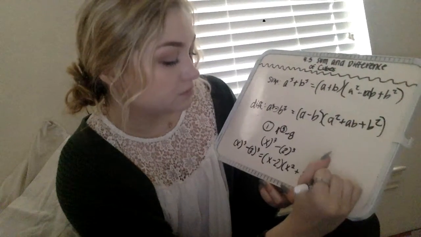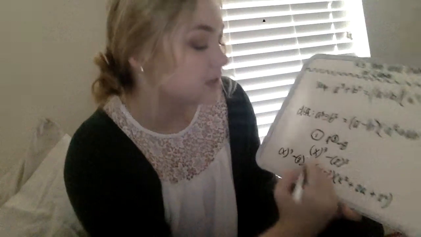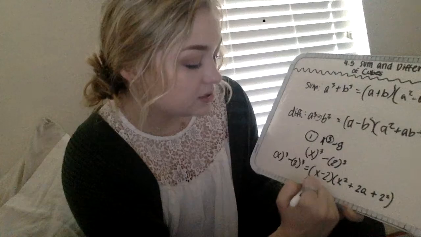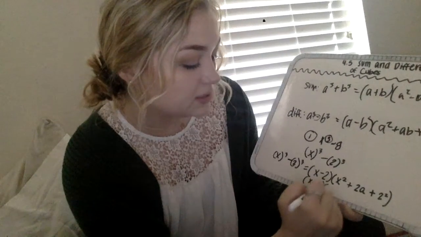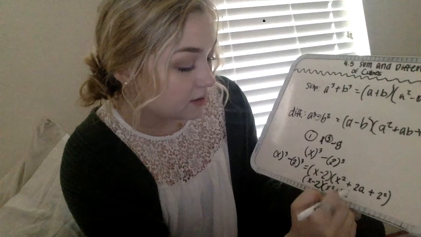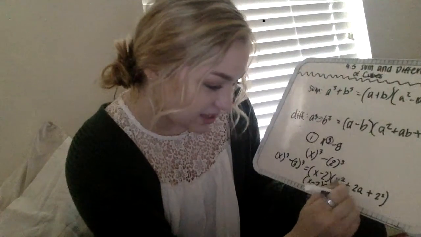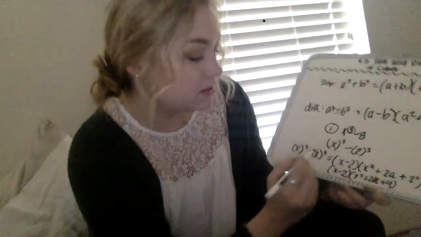So it's going to be plus 2 squared. Eventually, after combining and squaring, it's going to come out to (x minus 2), and then in parentheses, x squared plus 2x. Sorry, I meant to say 2x. Plus 4. So that's going to be your final equation right here.